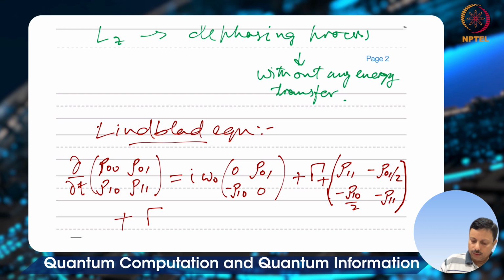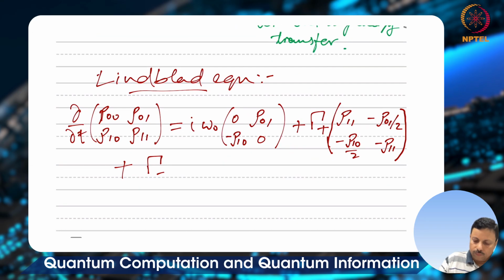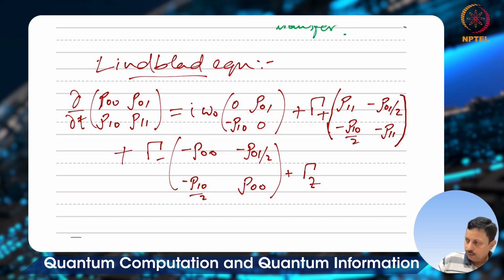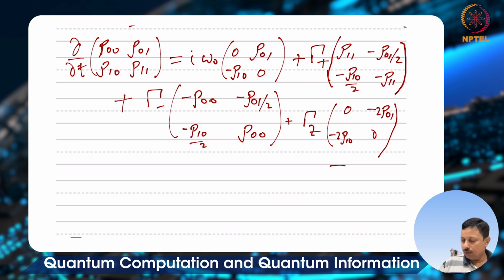plus gamma minus times minus rho 0 0 minus rho 0 1 by 2 minus rho 1 0 by 2, and this is rho 0 0, plus gamma z times 0 0 minus 2 rho 0 1 minus 2 rho 1 0. All right, so if we continue using the equation numbers from the last time, let's say this is equation number 1 for today.